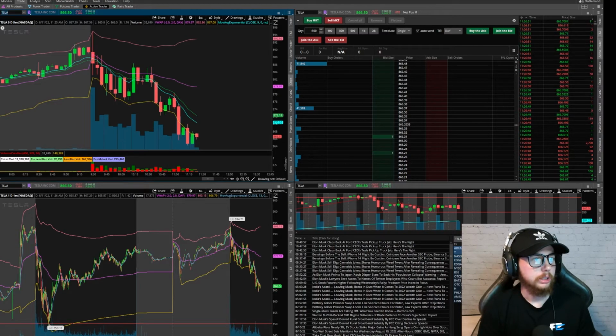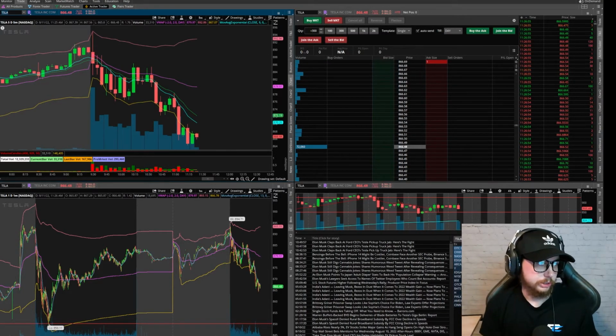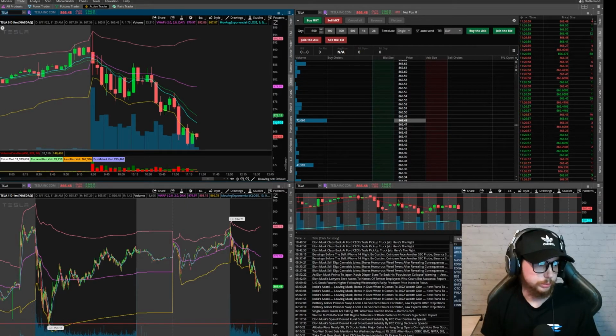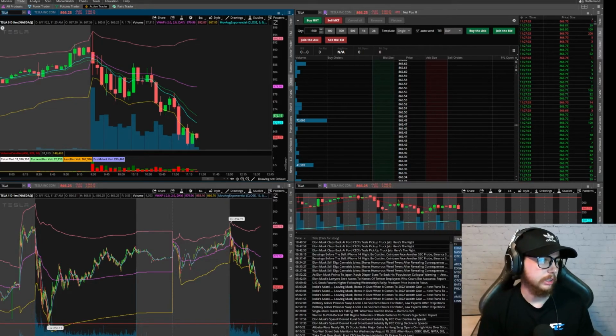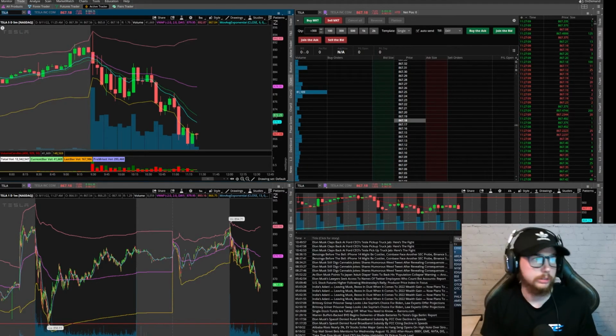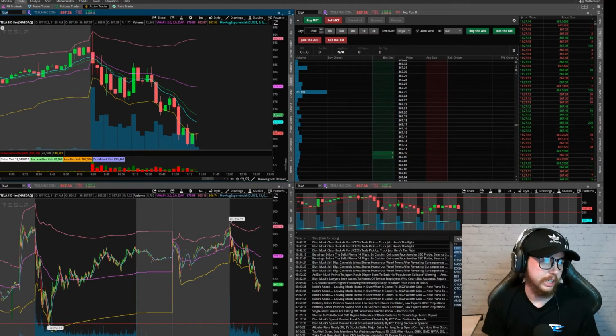You can see inverse head and shoulders is obviously the opposite of a head and shoulders. Head and shoulders, you think it's going to go down. And inverse head and shoulders, it should go up. You'll have things like bull flags and bear flags. With the bull flag, price is going to go down and then shoot up. Bear flag is the opposite, it's going up and then shooting down.